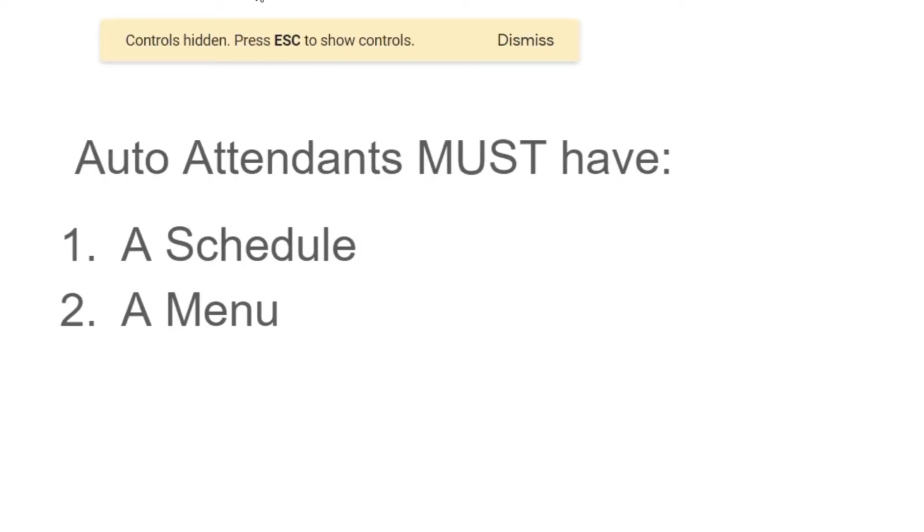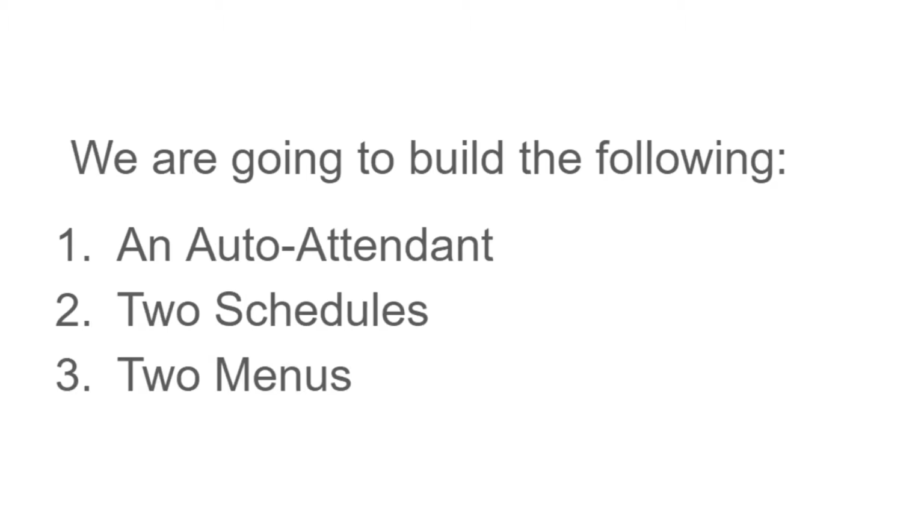All functional auto attendants must have two components, a schedule and a menu. The purpose of the schedule is to determine which menu should be active at any given time, day or date. The purpose of the menu is to provide callers with the options you want them to have at a certain time and route calls to the correct destination.